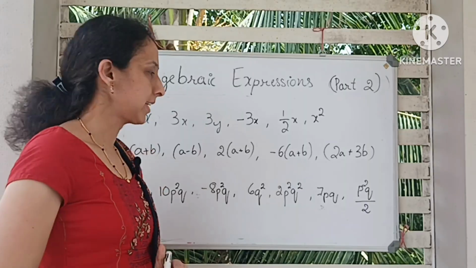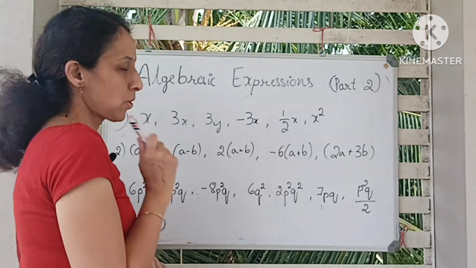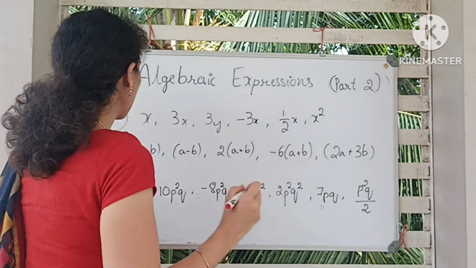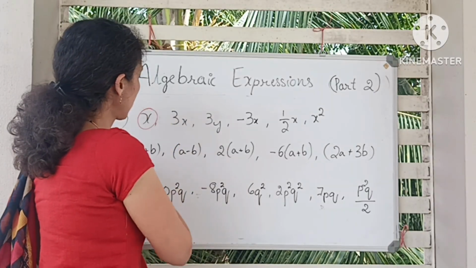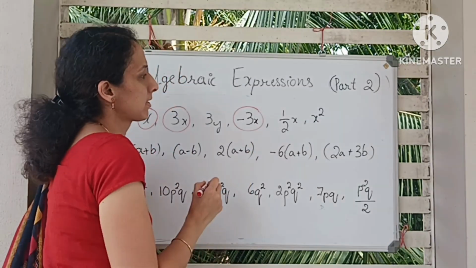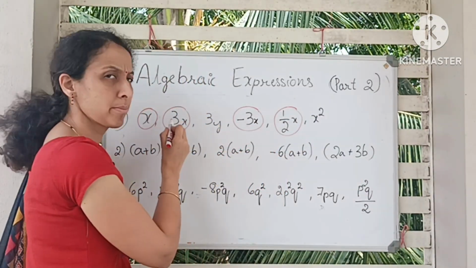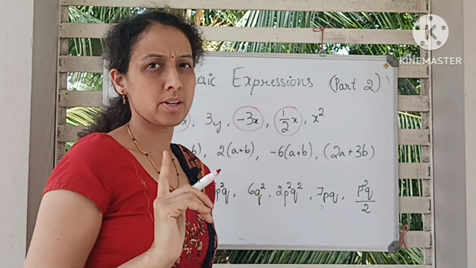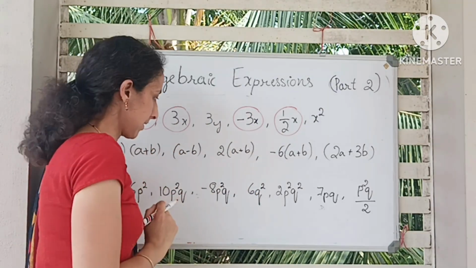Let us identify the like and unlike terms in these three problems. Pause the video and do it yourself. Let us see the answer. In the first example, x, 3x, minus 3x and 1 by 2x all have the same literal factor x raised to the power 1 only. So these four are the like terms.